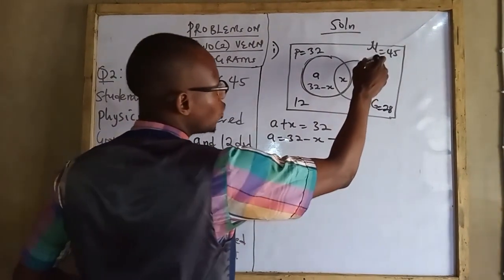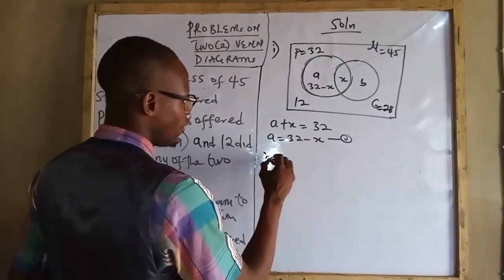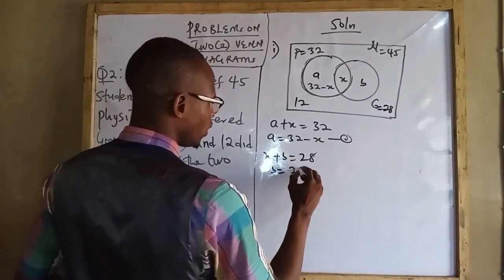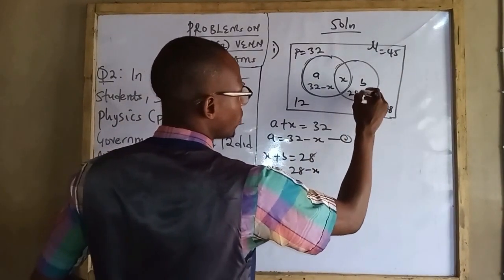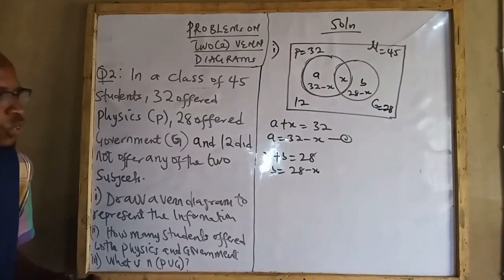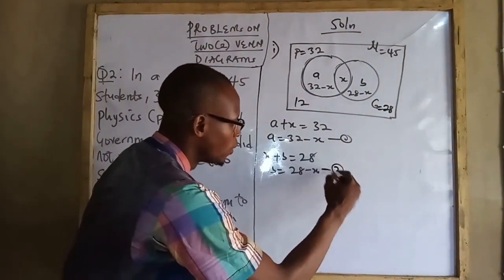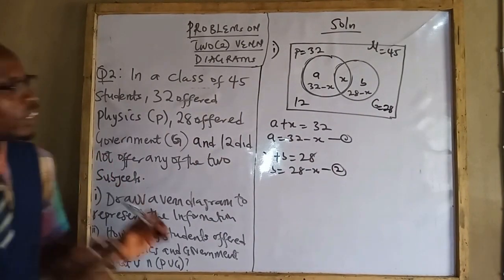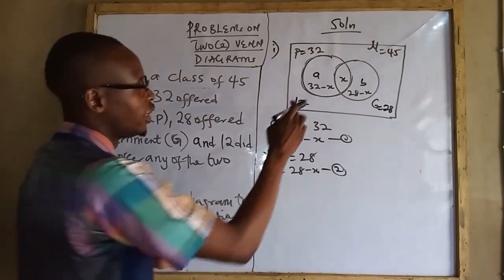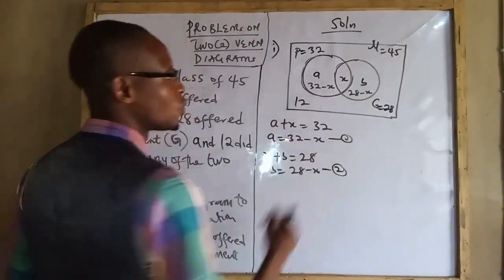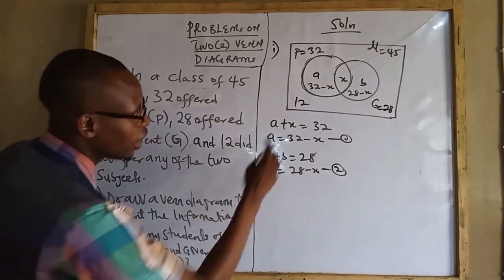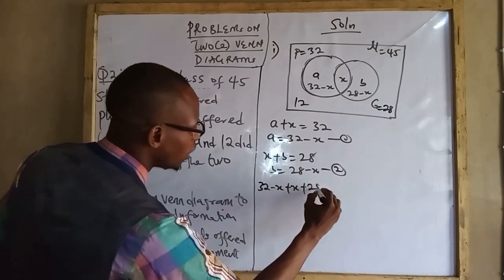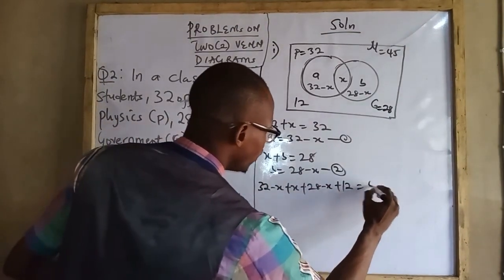The other one too, the second circle, has X plus B equals 28. So B equals 28 minus X. This is also 28 minus X. Then we are good to go here. So I can call this equation 2. Are we together? The other thing we need to do now is, I said the summation of the neither plus the ones inside the circles will give rise to the universal set. So let's add the ones inside the circles together. We have 32 minus X plus 28 minus X, then plus neither, the 12, will give 45.